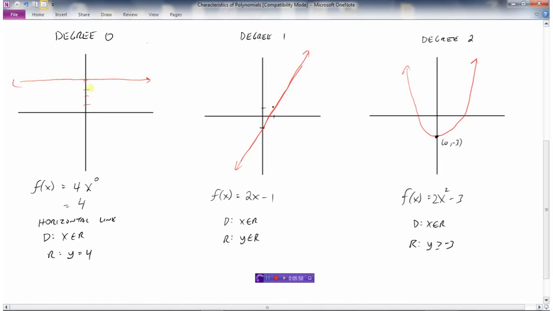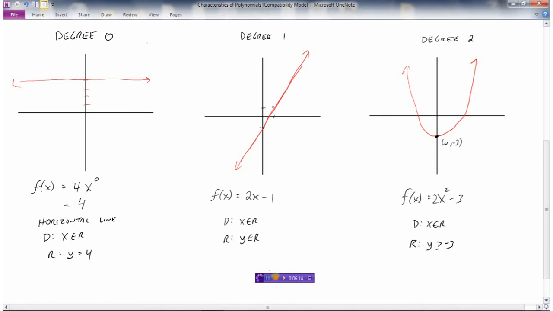So I like to think of it so far this way. Degree 0 is kind of a unique thing. It's just a horizontal line. But when we have degree 1, there's sort of one part to the graph. Degree 2 has almost two parts to the graph. There's the part that comes down here and the part that goes back up this way.